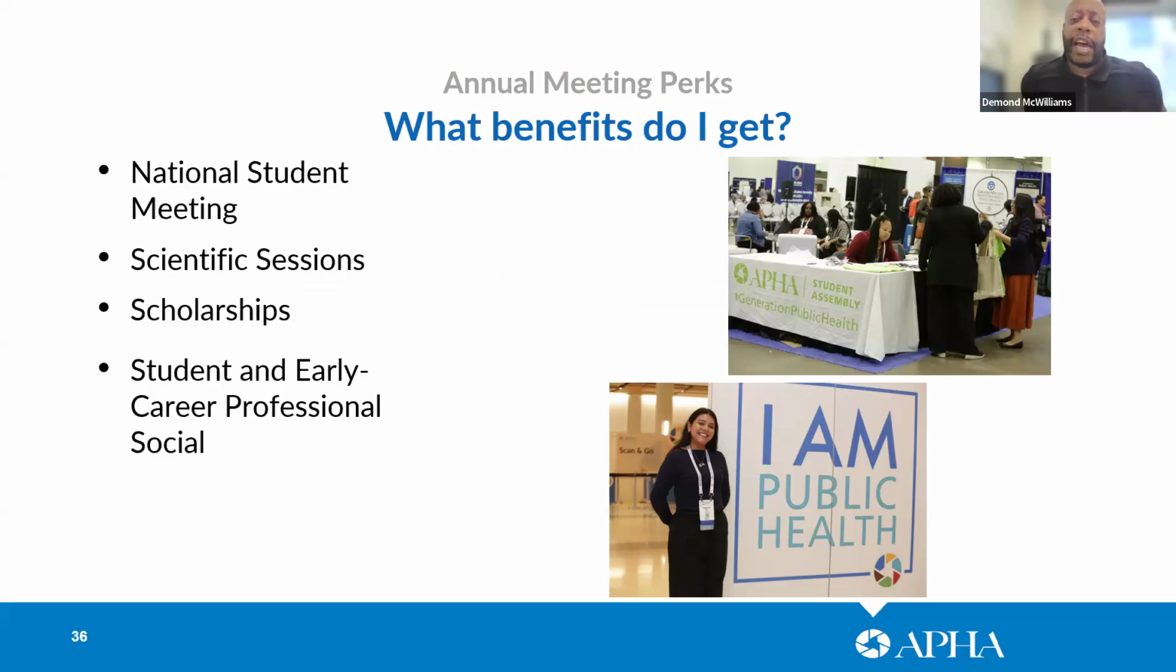I think we have a cap of about 150 to 200 students each year that come. But they have their own sessions within the annual meeting as well. Scholarships are provided through APHA and the Student Assembly, and as I mentioned earlier, we have a Student and Early Career Professional Social, and that usually occurs on Monday nights at each annual meeting.